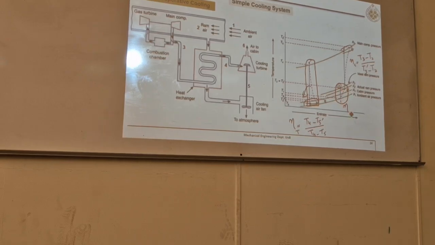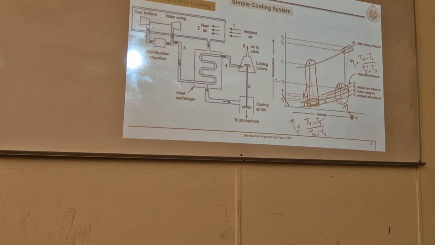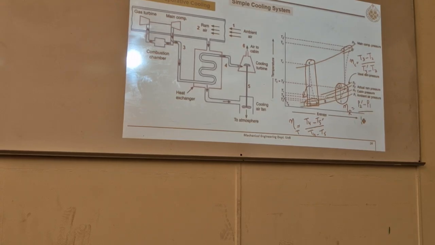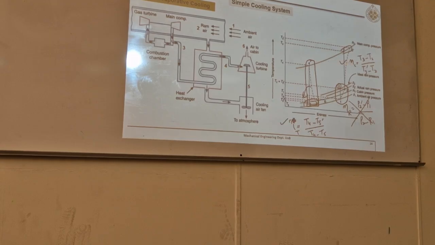So how will we define diffuser isentropic efficiency, or RAM efficiency, in terms of actual pressure: P2 dash minus P1 divided by P2 minus P1. Although we'll not be using it, we'll not be solving any problem involving isentropic efficiency of the diffuser. Okay, but these ones we will be using. Okay.